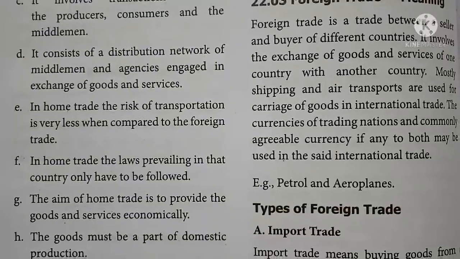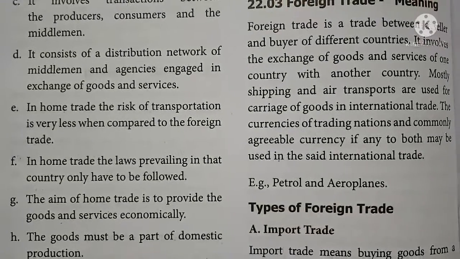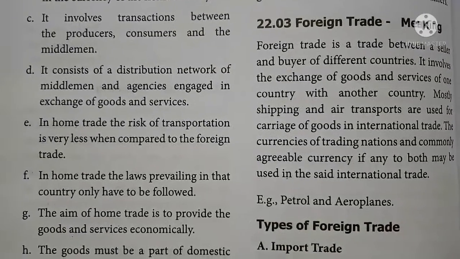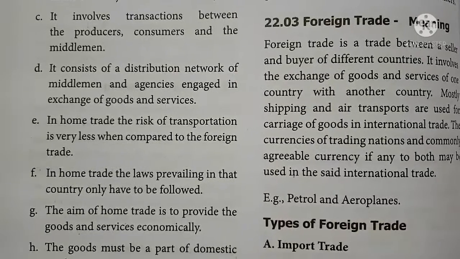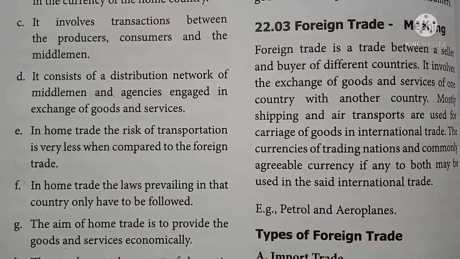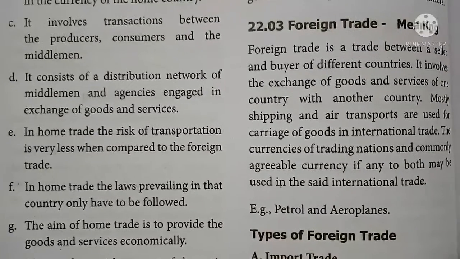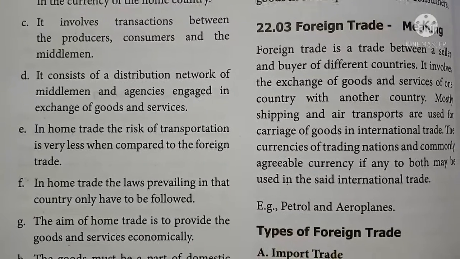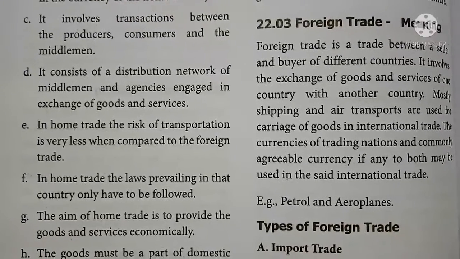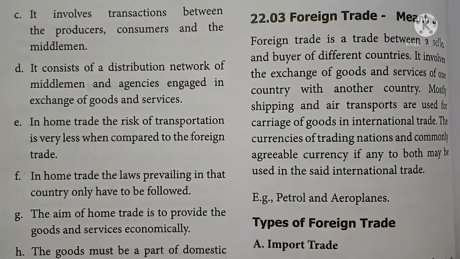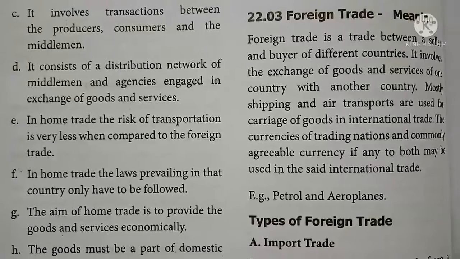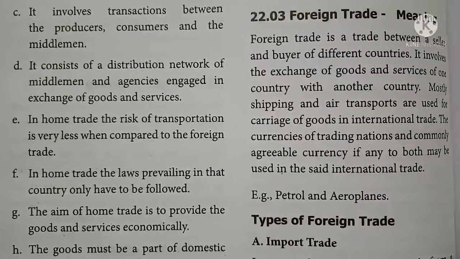Mostly shipping and air transport are used for carriage of goods in international trade. That is, shipping transport and air transport are used in order to exchange goods and services from one country to another country. The major mediums of transport for foreign trade are ocean transport, river transport, and air transport. Water transport and air transport are mostly used for exchange of goods from one country to another in the case of foreign trade.